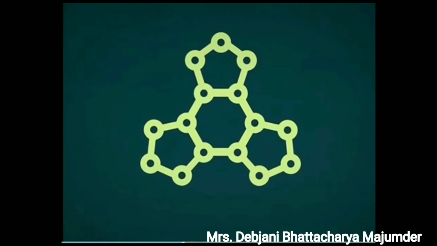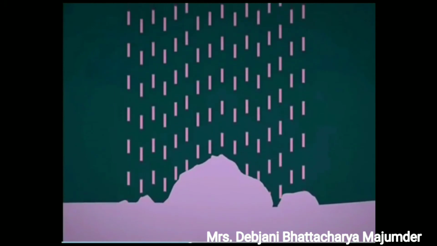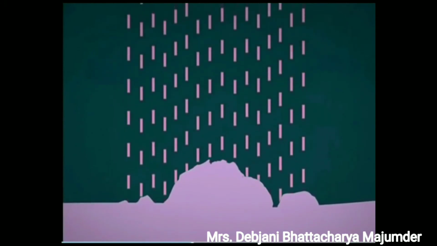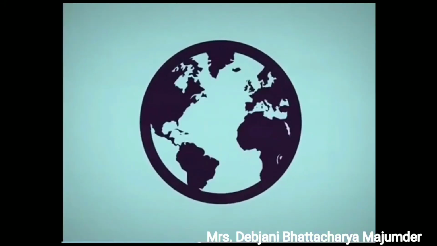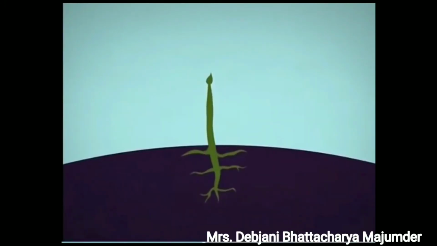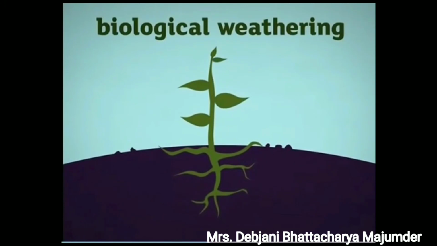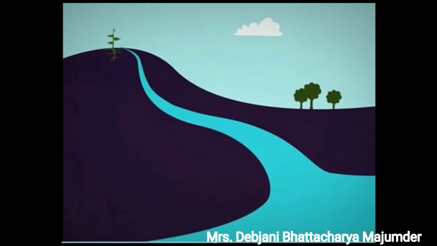The next process is chemical weathering. In chemical weathering, acid rain reacts with substances in the rocks. Next is biological weathering. Here plants and animals can break the rock. So plants and animals are the main factors in this weathering.